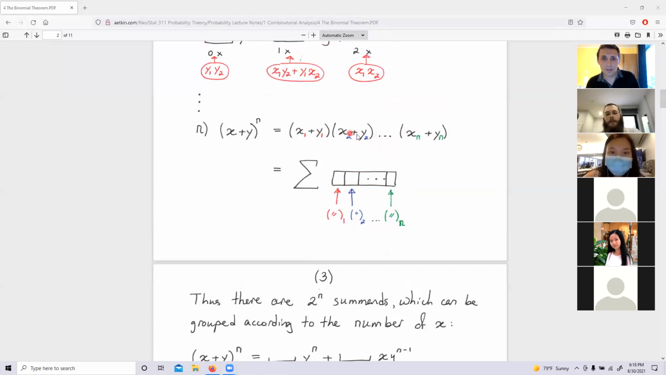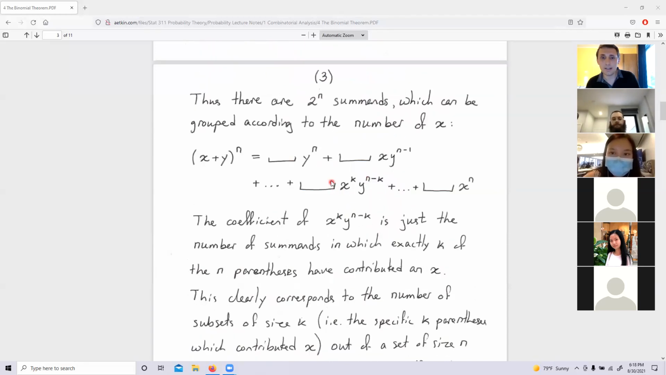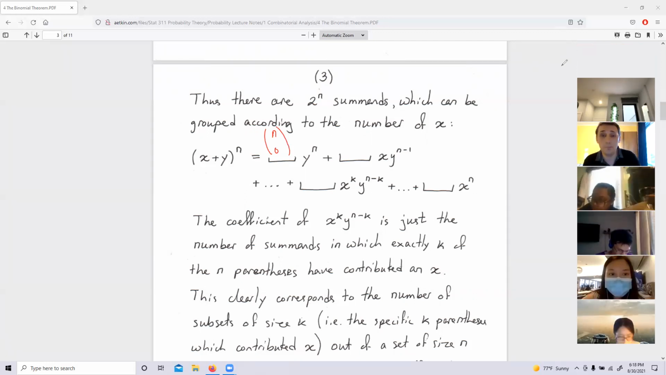Those parentheses that contribute the x, they are the ones that are chosen. There are k of them. That's n choose k. The remaining will contribute y. How I got k? K is just an arbitrary index. I'm just understanding how to create coefficients over here. What I'm saying is that this coefficient is n choose 0. Do you see why it's n choose 0? Because none of the n parentheses was made to contribute an x. And n choose 0 ends up being 1.